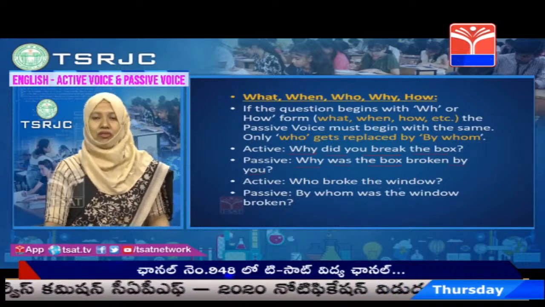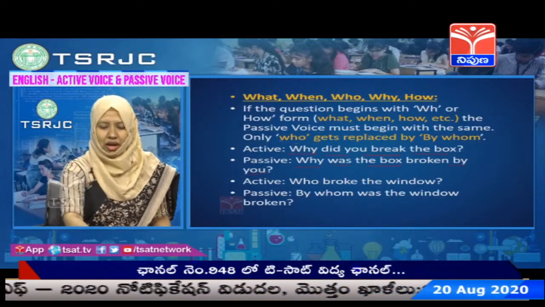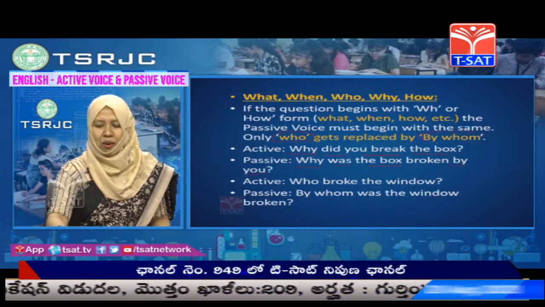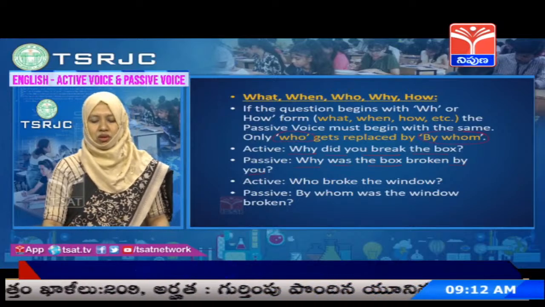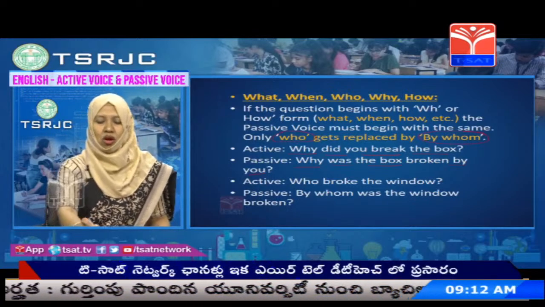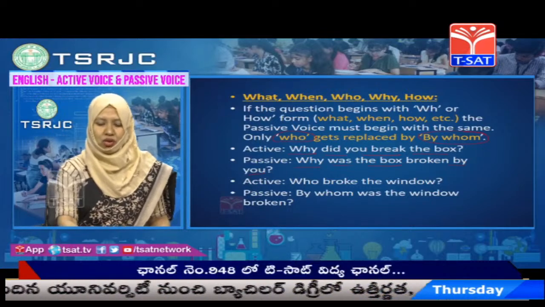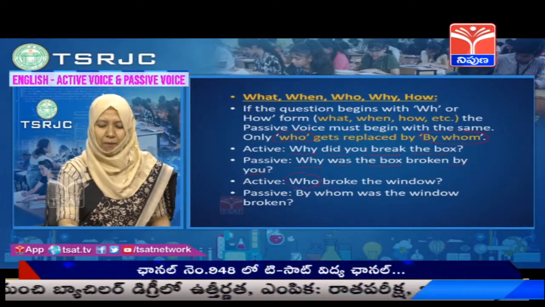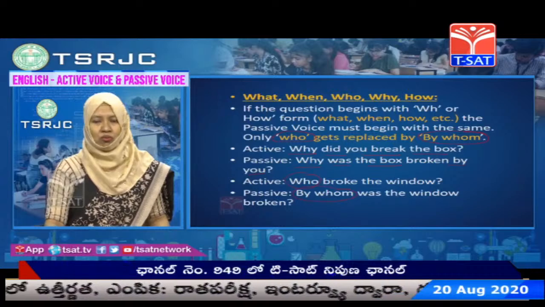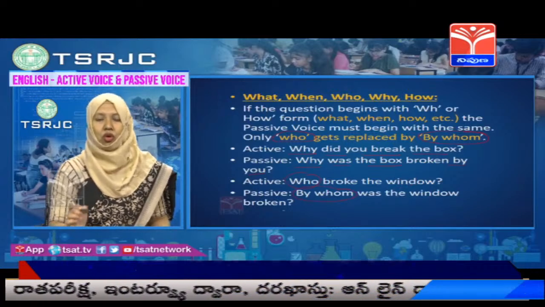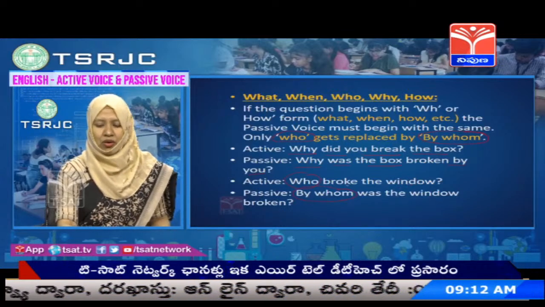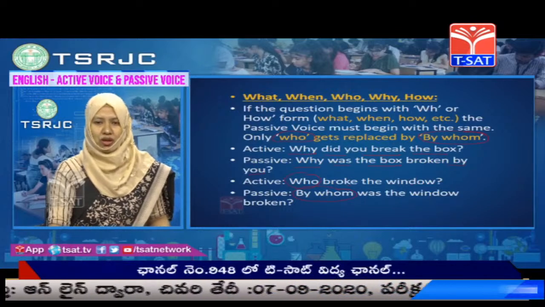Next, who broke the window? Just now I have explained who will change into by whom, except who, all others remain same. So, you have to change who to by whom. By whom was the window broken?